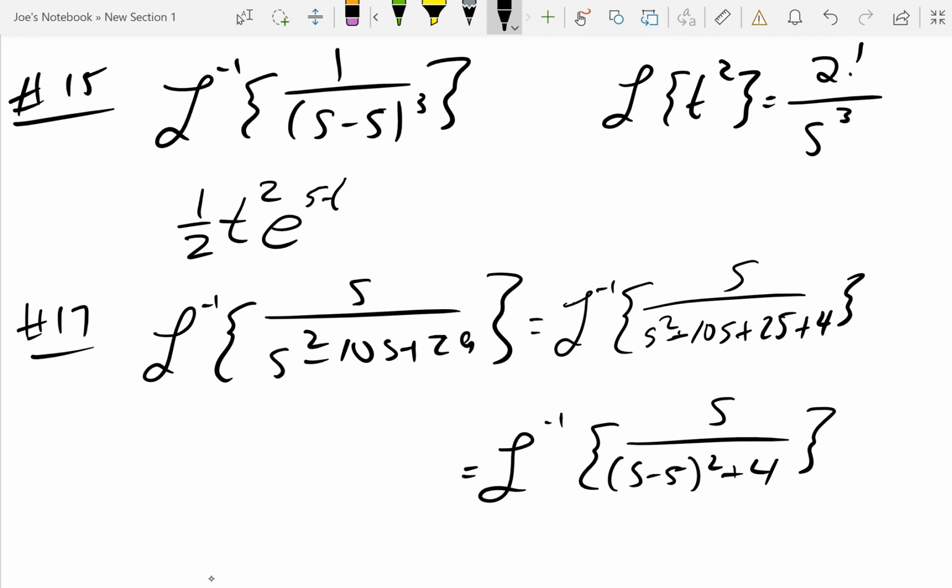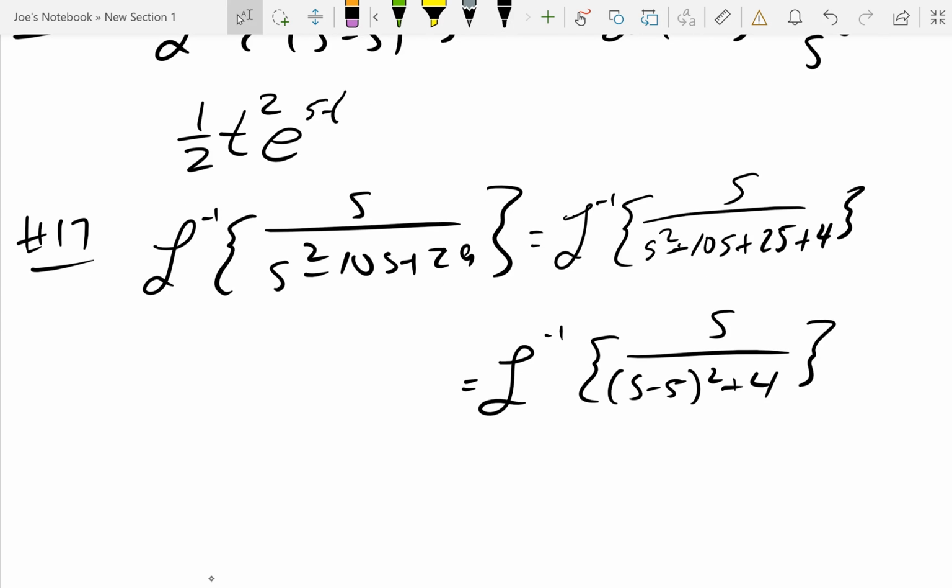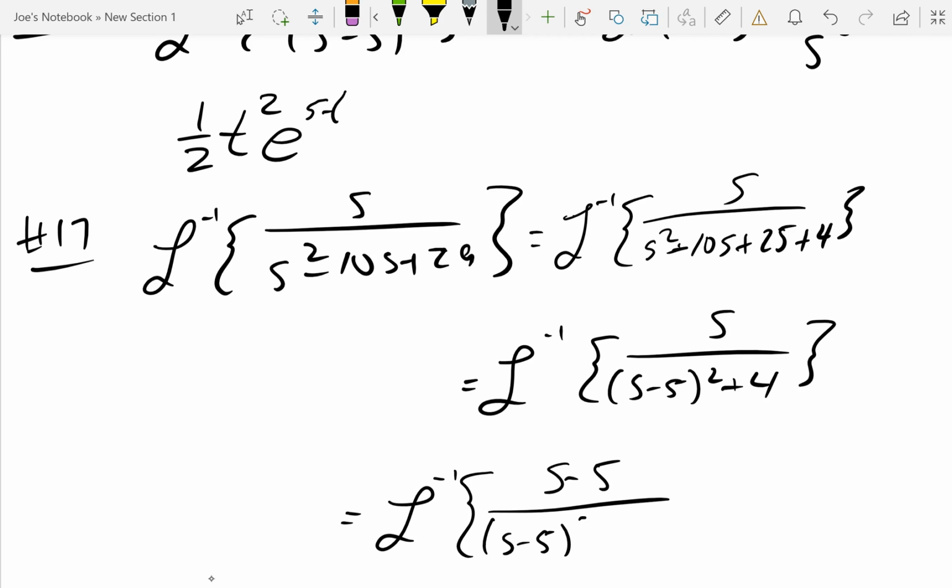All right, notice I've got this translation piece. The s has been replaced with s minus 5. I don't have the same thing up here. So I'm going to need to rewrite the top and split this into 2 pieces. I need to write this as (s minus 5) over (s minus 5) squared plus 4, and then plus 5 over (s minus 5) squared plus 4.